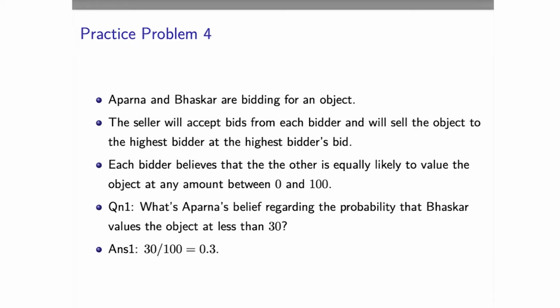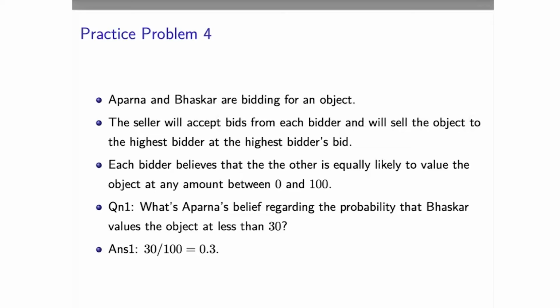So what are the assumptions in this setup? Let's assume that each of the bidders believes that the other is equally likely to value the object at any amount between 0 and 100, right? What this means is that the valuation is drawn from a uniform distribution from 0 to 100 in the continuous distribution sense, okay? Let's see if we understand this.